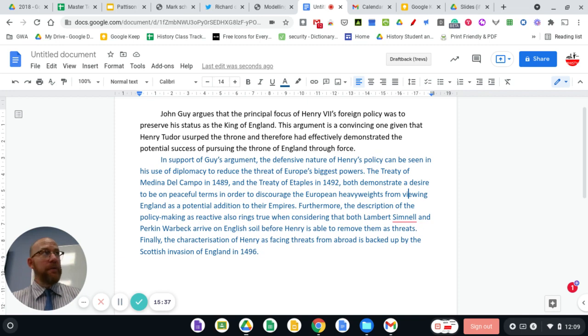Furthermore, the description of the policy-making as reactive also rings true when considering that both Lambert Simnel and Perkin Warbeck arrive on English soil before Henry is able to remove them as threats. Finally, the characterisation of Henry as facing threats from abroad is backed up by the Scottish invasion of England in 1496.